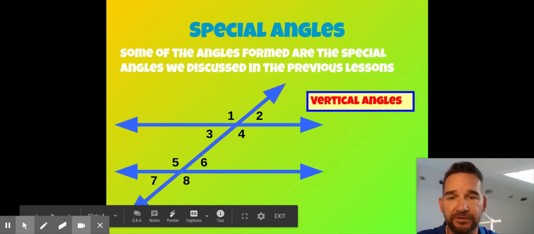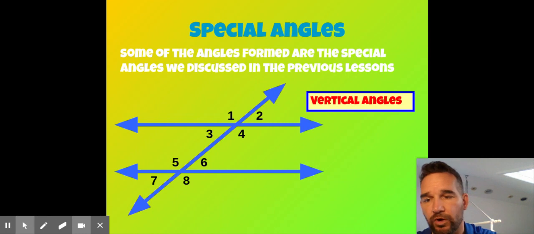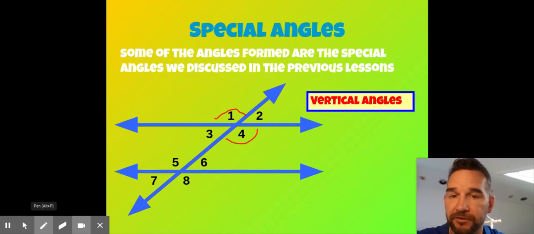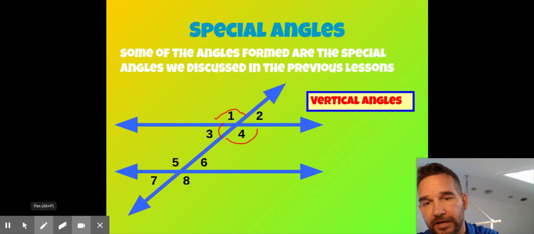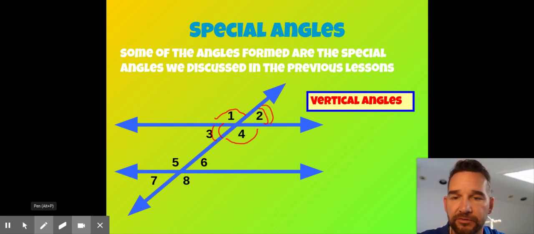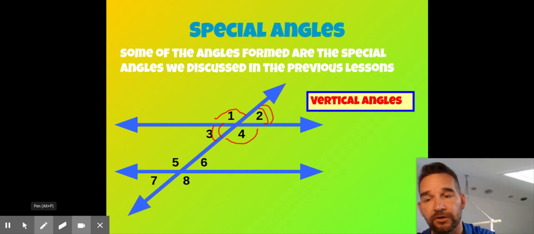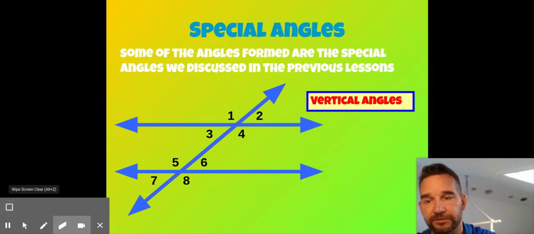Some other angles that we've discussed already that you should recognize in this picture are vertical angles. If you look at angles 1 and 4, those would be considered vertical angles. Remember, they're back to back with one another when lines intersect. 3 and 2 are vertical angles. They are congruent to one another. 5 and 8, and 6 and 7. Those are all examples of vertical angles.